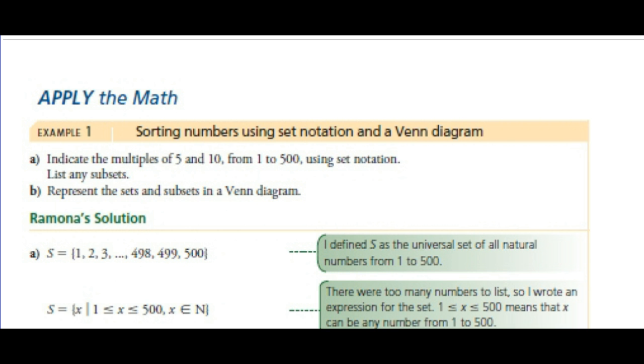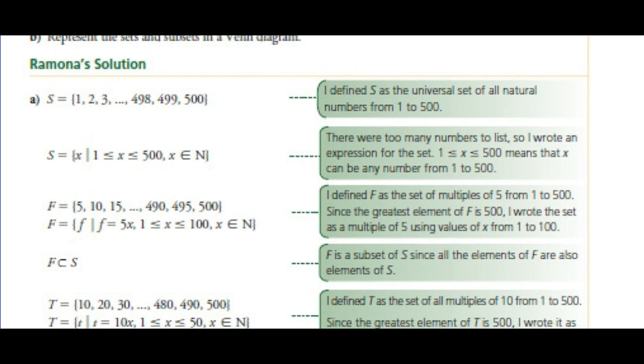Apply the math. Sorting numbers using set notation in a Venn diagram. Indicate the multiples of 5 and 10 from 1 to 100 using set notation. List any subsets. Represent the sets and subsets in a Venn diagram. Okay, so we'll look through their solution. You don't have to write anything down for this, not at this point. So the set S, the universal set, is all numbers from 1 to 500.